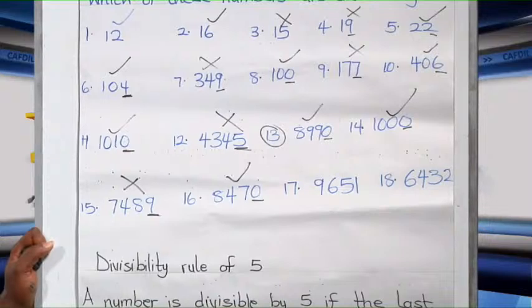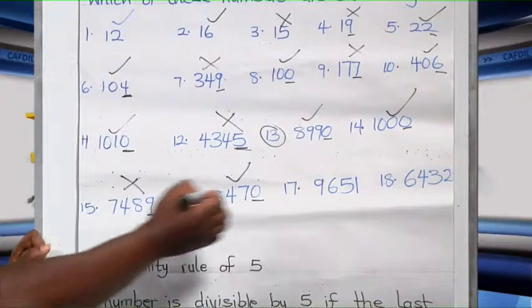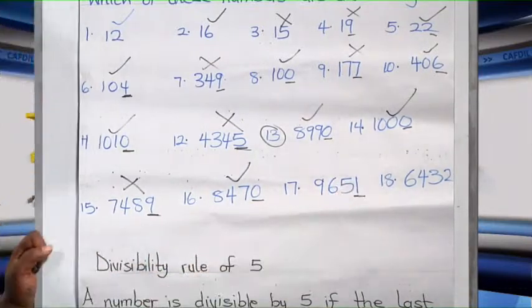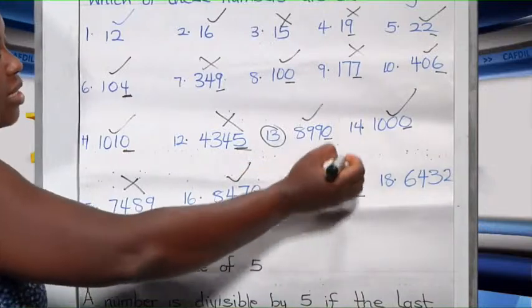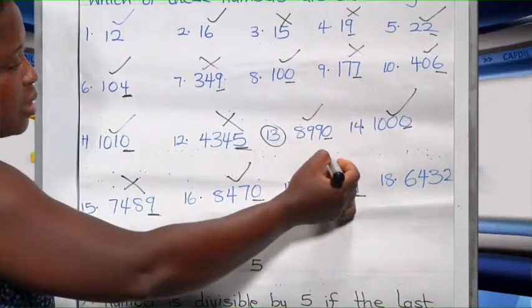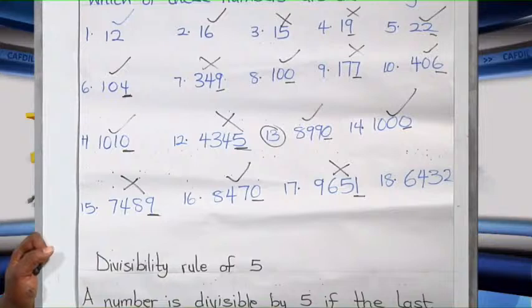9,651. Is it divisible by 2? Let's look at the last digit. And it is 1. 1 is not an even number. It is odd. So 9,651 is not divisible by 2. And it is not an even number as well.